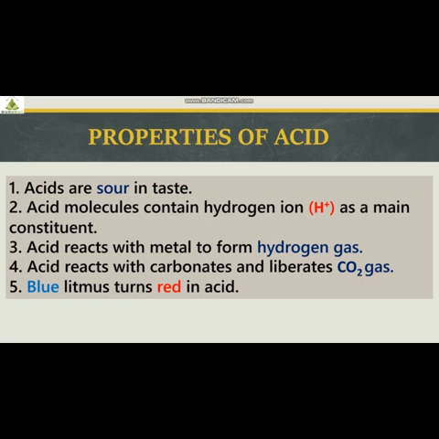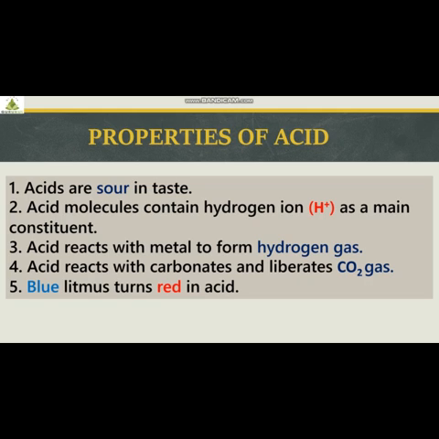Acid reacts with metal to form hydrogen gas. When acid reacts with metals, we get hydrogen gas. Acid reacts with carbonates and liberates carbon dioxide gas. Please remember these points are very important. After reaction of acid and carbonates, we get carbon dioxide gas. Blue litmus turns red in acid. The moment you dip blue litmus paper in acidic solution, it turns red.